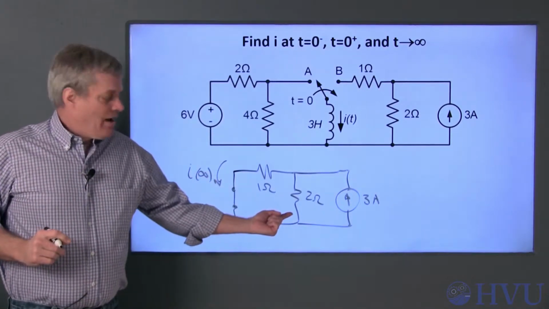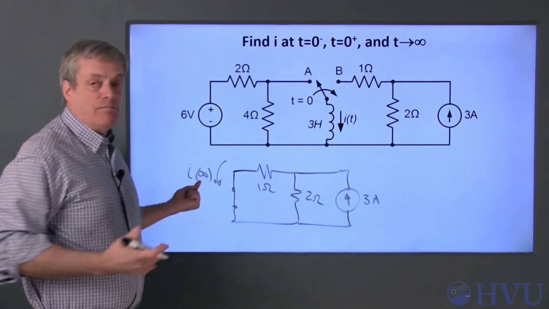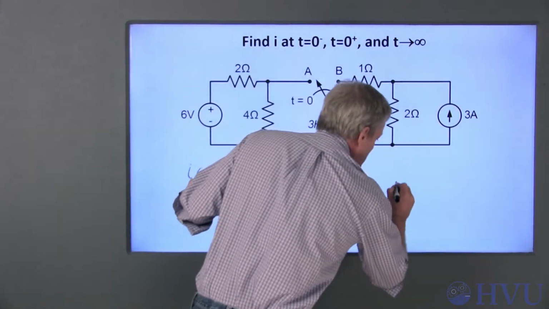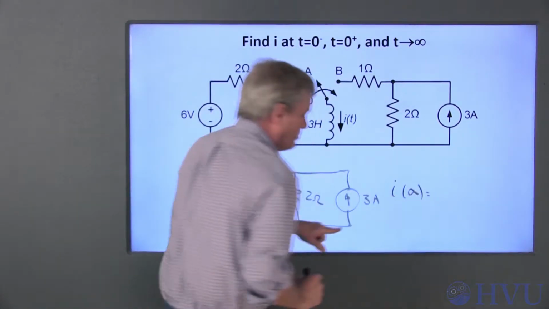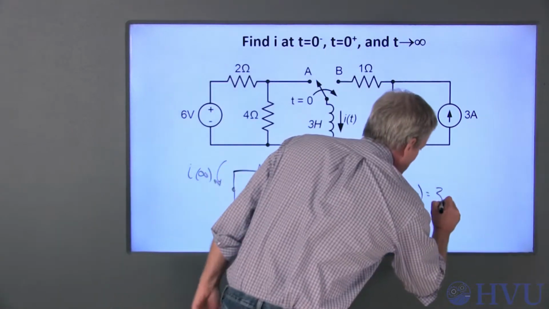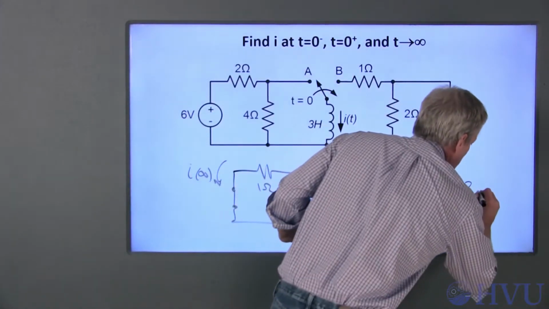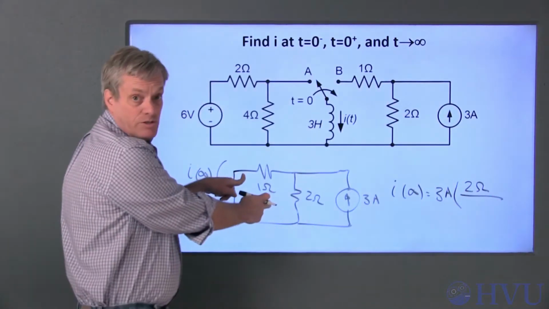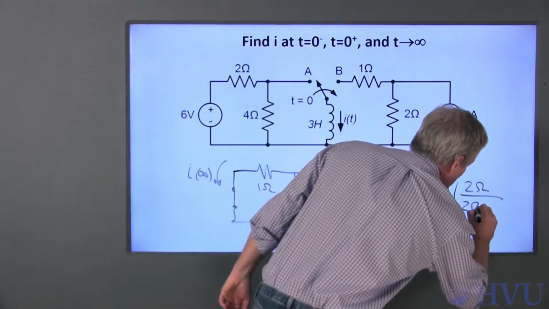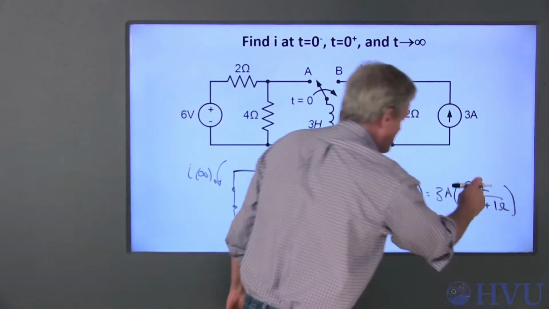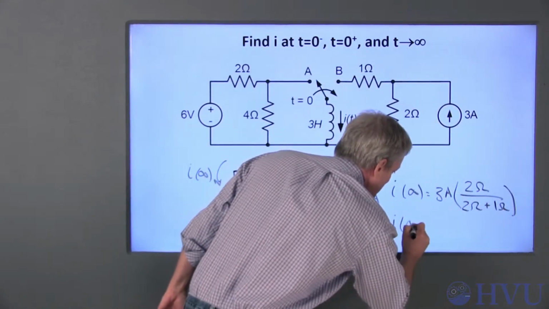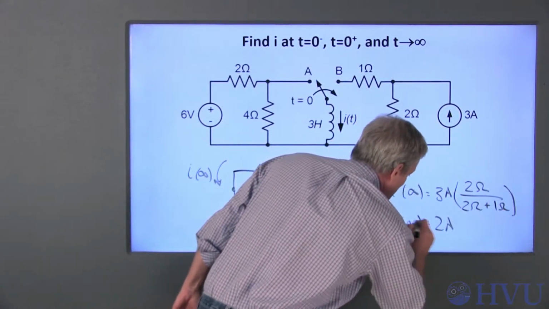These two resistors are now in parallel. I at infinity can be found from a current divider. So I of infinity is equal to the total current, 3 amps, times the other resistance, 2 ohms, over the sum of the two resistances, 2 ohms plus 1 ohm. That's 2/3 of 3 amps, so I at infinity is equal to 2 amps.